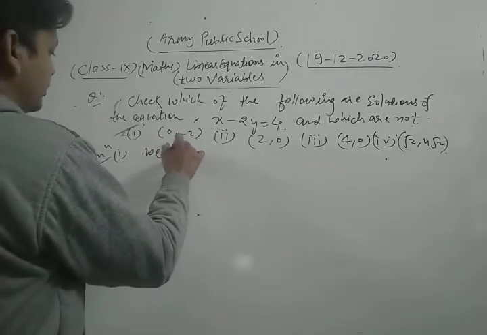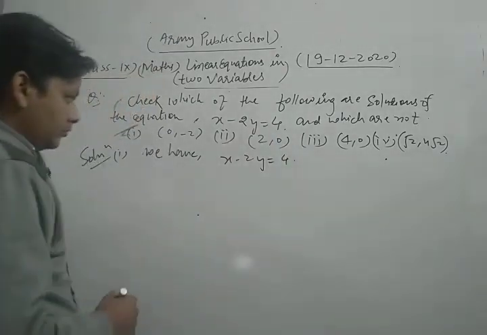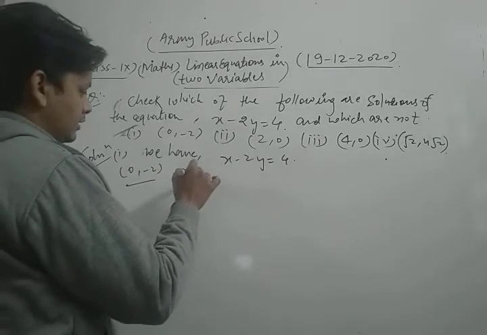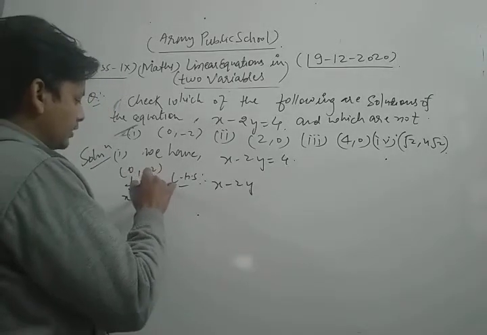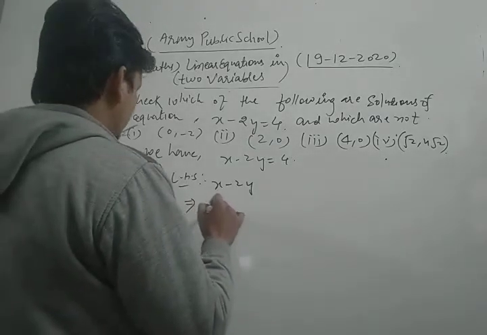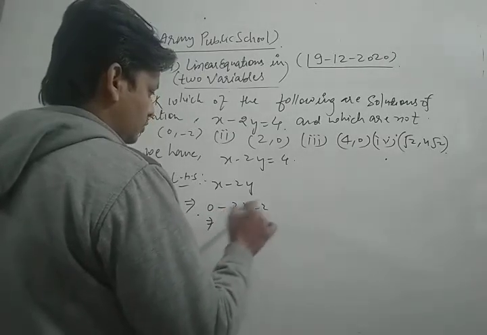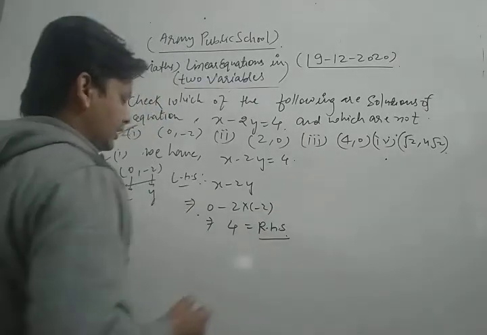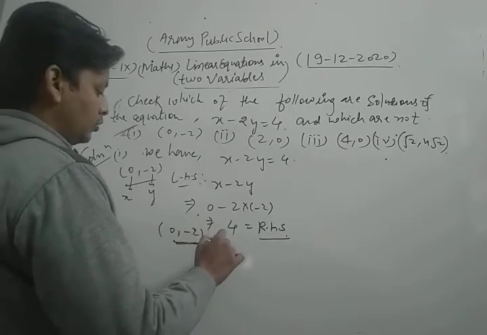First of all, we write the equation. We have x minus 2y is equal to 4. Okay, and first we check the pair of values 0, minus 2. Now we take LHS, left hand side, x minus 2y, and we put the pair of values: this is the value of x, this is the value of y. Now we put the values of x and y in that equation, so we get 0 minus 2 into minus 2, that is minus plus 2, which is 4, equal to RHS. Okay, thus 0, minus 2 is a solution of the given equation.